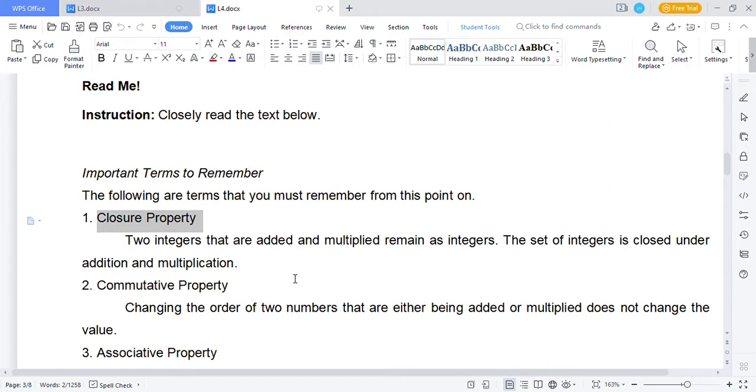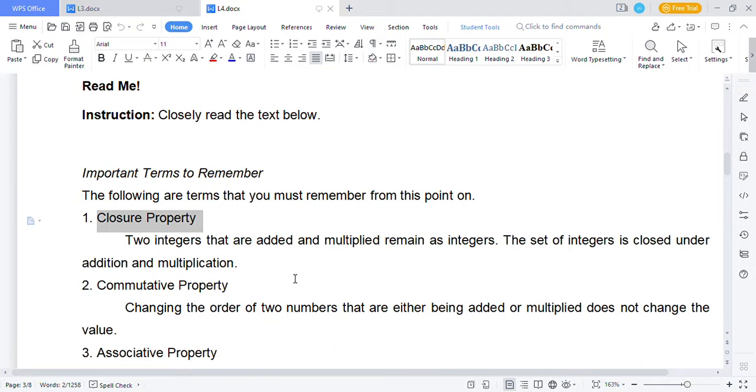Again, for the closure property, if they are integers, when you multiply them, the answer will always be an integer. For example, 2 times negative 4. 2 is an integer, negative 4 is also an integer. When you multiply them, the answer is still an integer. 2 times negative 4, the answer is negative 8, and negative 8 is still an integer.